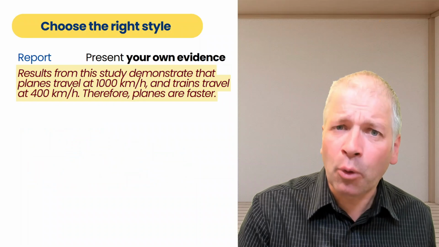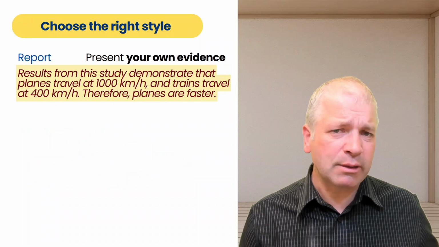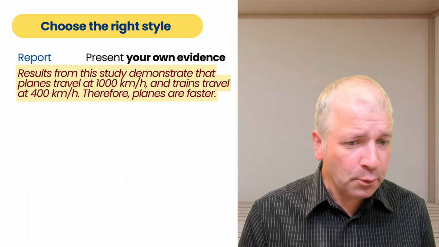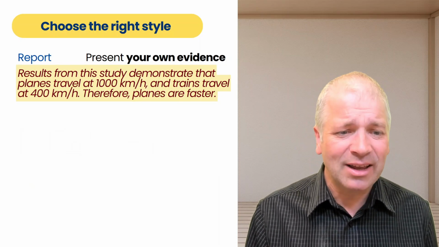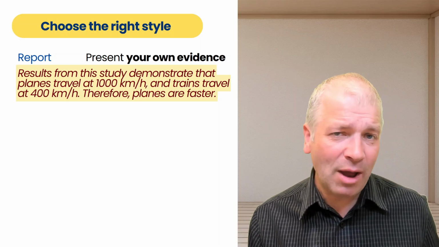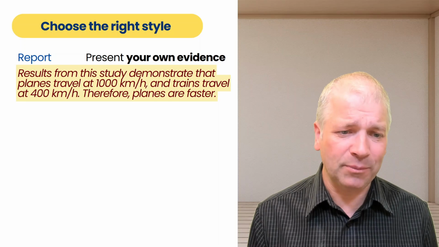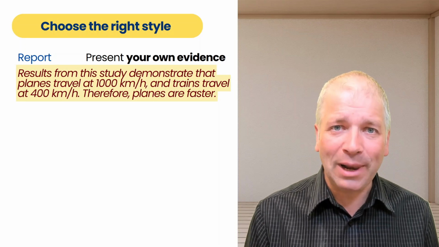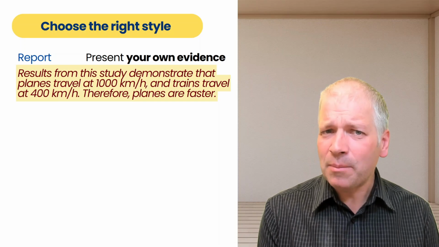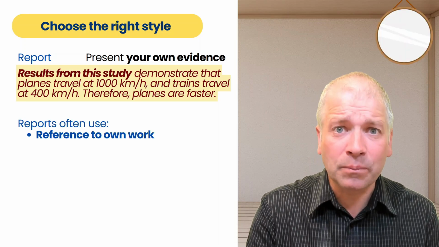What about in a report though? Let's look at this example paragraph from the results section of a report. Results from this study demonstrate that planes travel at 1,000 kilometers per hour and trains travel at 400 kilometers per hour. Therefore, planes are faster. Similar to the essay, but there are some differences too.